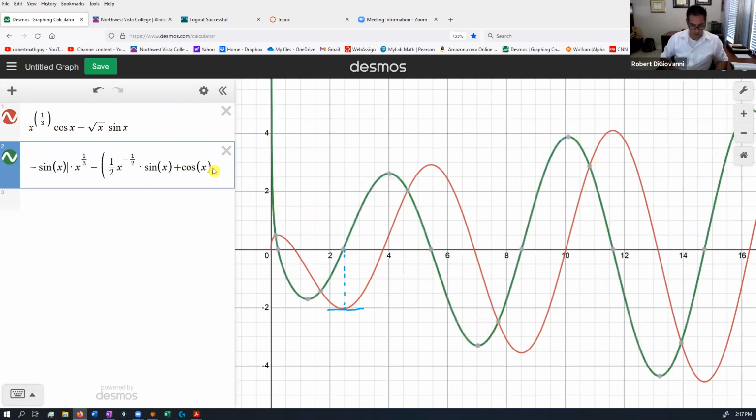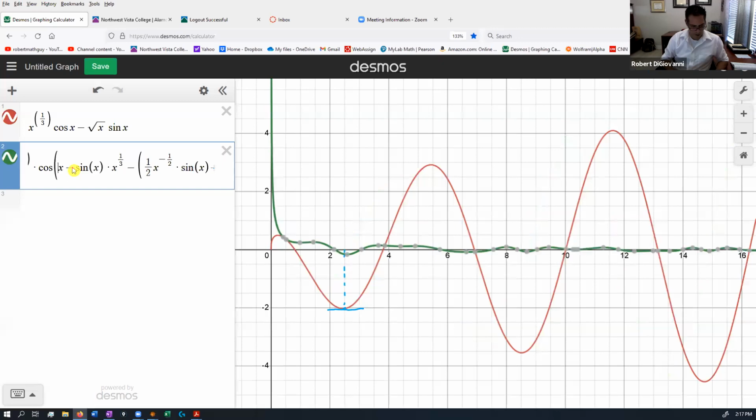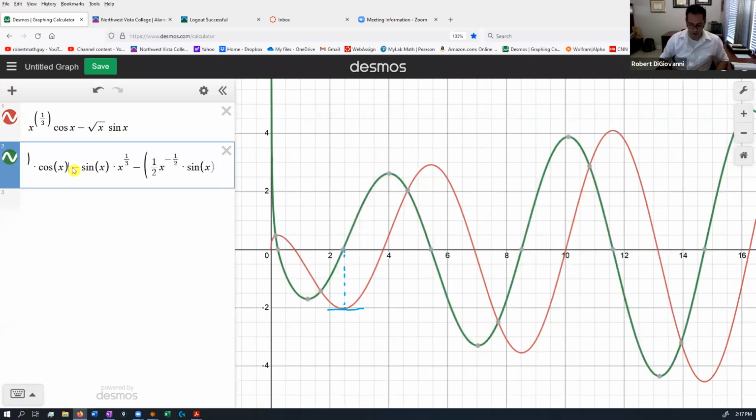Maybe it's confused by that. There it is. Okay. It was trying to put these x's together. It wasn't smart enough to know that I need to put those arguments in parentheses. Okay, now it works. So everywhere on our red graph that we have a flat tangent line, it corresponds to an x-intercept on the green one.